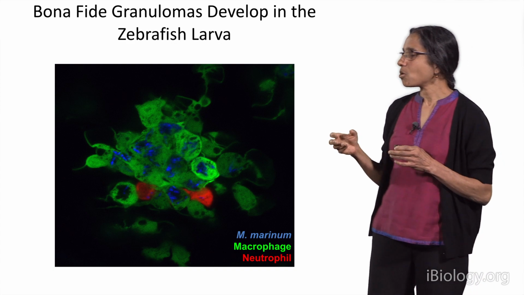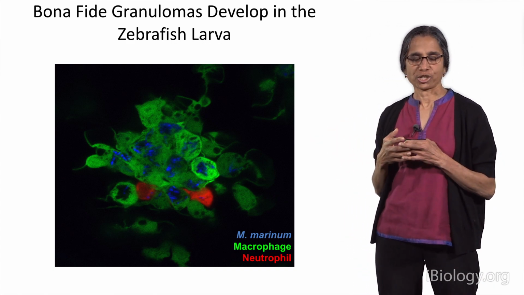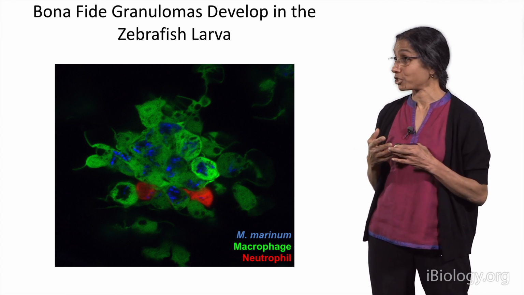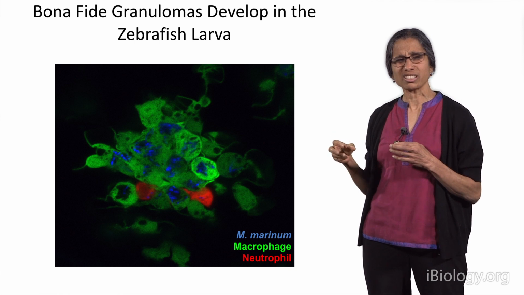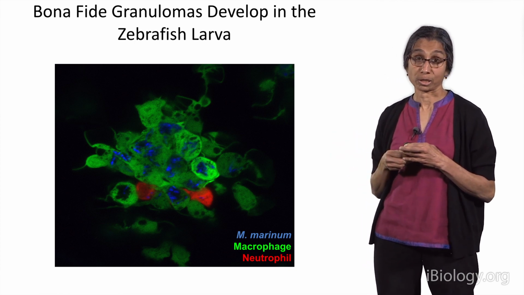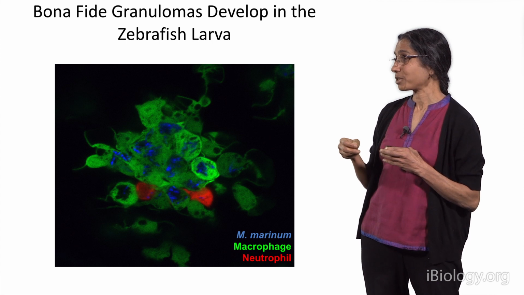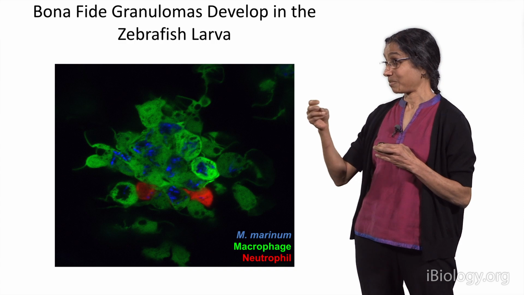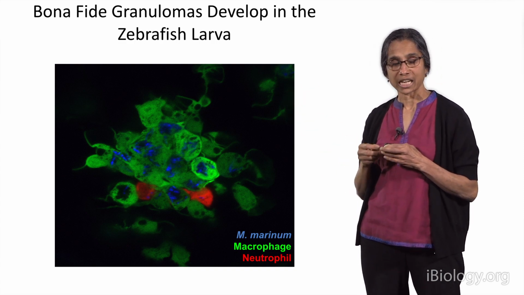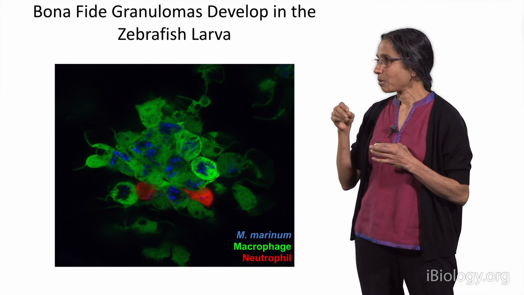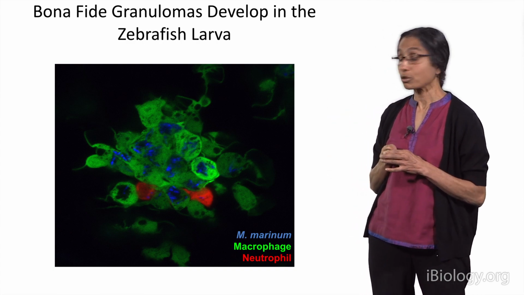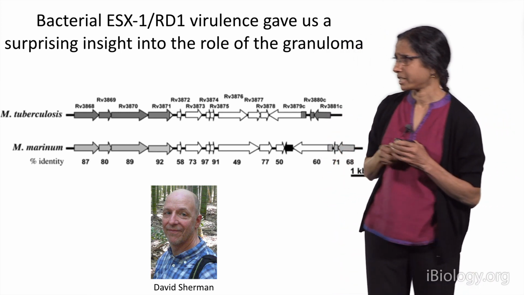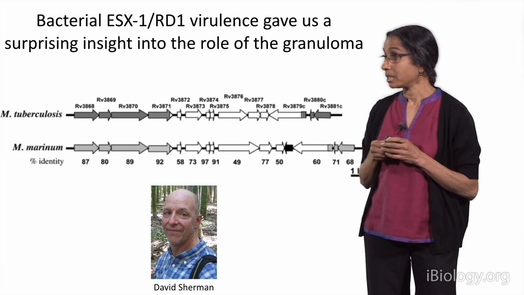And then we could show all this by engineering fish that were transgenic, so that they had green fluorescent macrophages and red fluorescent neutrophils, which is another cell type that is somewhat involved in granulomas, but not as much as macrophages. And now we've infected the fish with blue fluorescent bacteria, and you can see that we've got a nice tight bona fide epithelioid granuloma with infected macrophages. So this was good. As we were developing this model, my colleague and friend David Sherman made a suggestion to us.